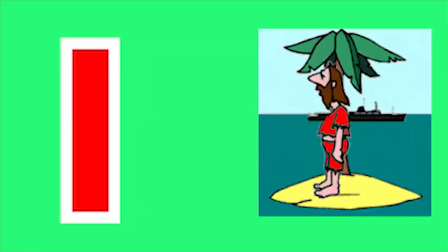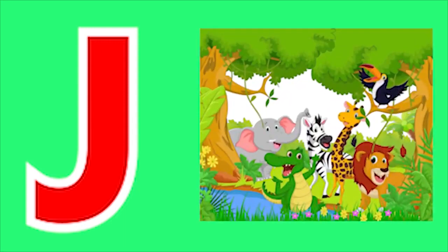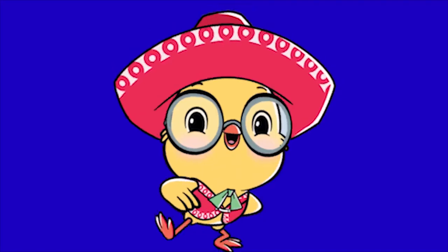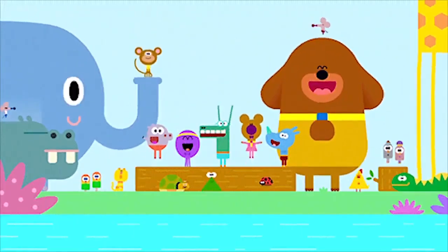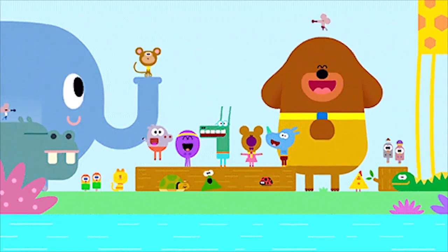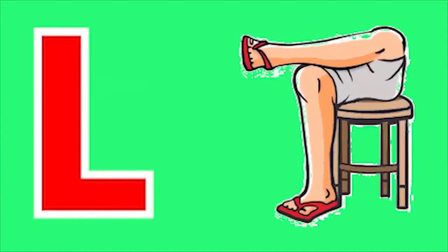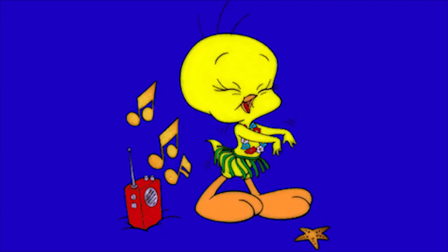I for island, I for insect. J for jungle, J for jacket. K for kiwi, K for kettle. L for leg, L for lemon.